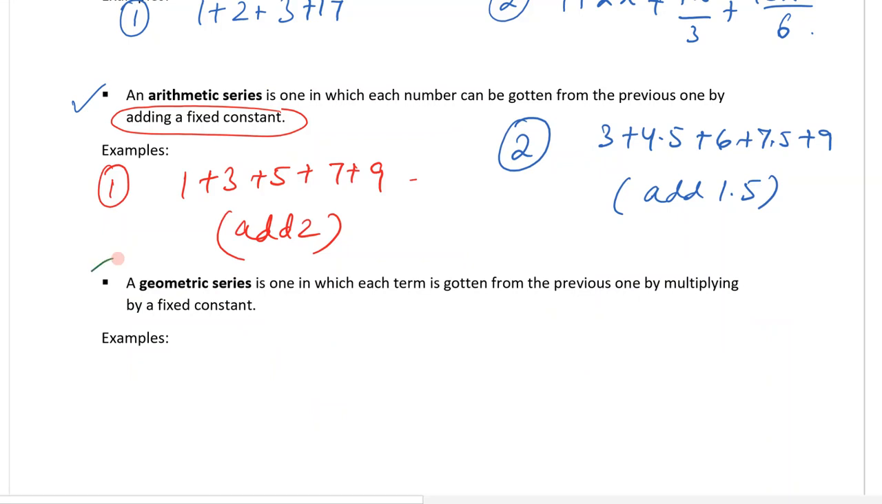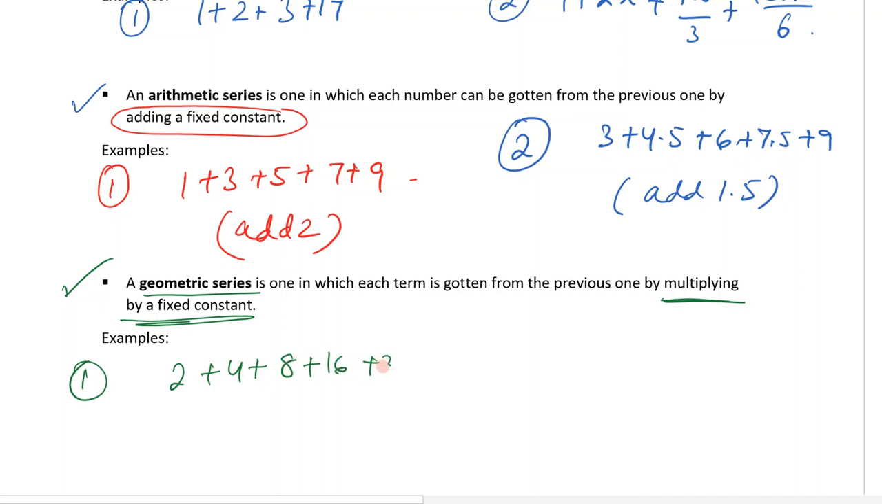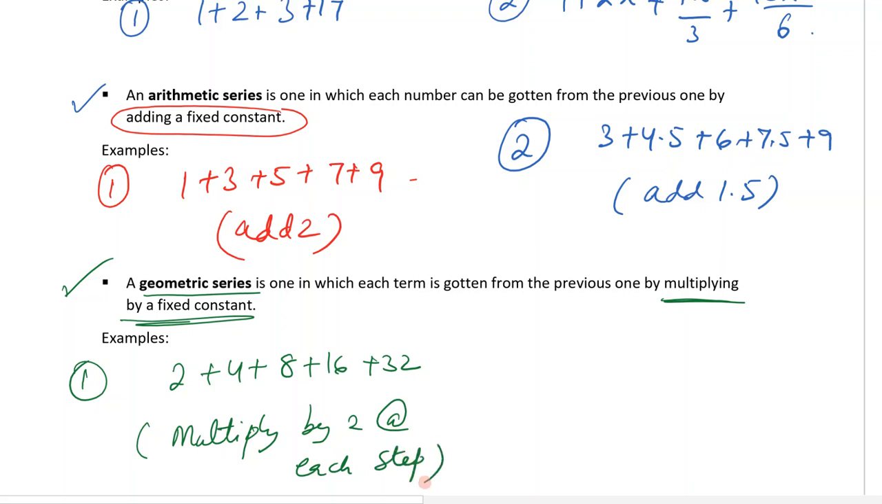Then we have another type of series which is called a geometric series. This is a series in which we obtain each term by multiplying the previous one by a fixed constant. For example, 2 plus 4 plus 8 plus 16 plus 32. What do we notice here? 2 times 2 is 4, 4 times 2 is 8. So we multiply by 2 at each step, right? We get each term by multiplying the previous term by 2.